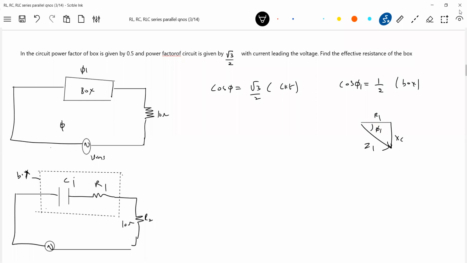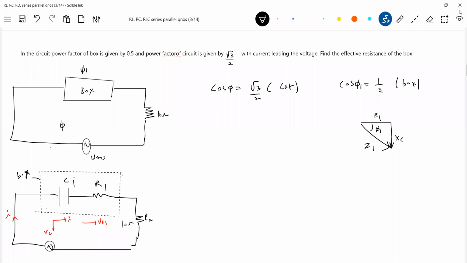Impedance triangle. So why don't you draw some voltage relationship? As you can assume, a current I flowing like this, current will have 0 phase. This will be VC. This will be VR1. So that VR1 only I'm writing here on the R1 axis. From this I'll get the impedance triangle here.